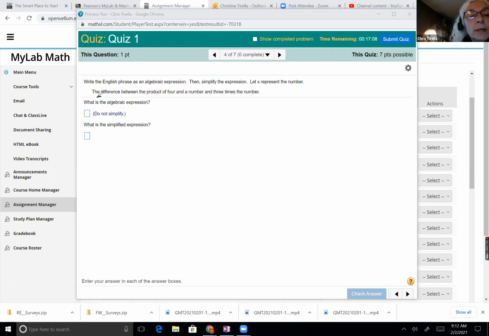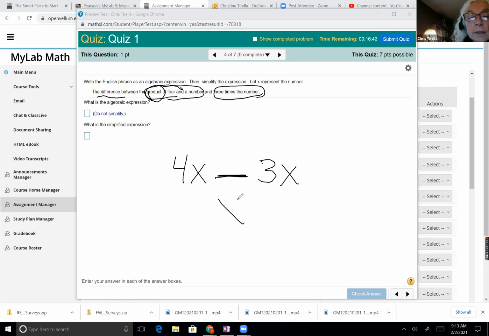Let's go through and interpret it. It says we're taking a difference. We're subtracting. What are we taking the difference of? A product of 4 and a number. Product means multiply. So the product of 4 and a number is 4x. We're taking the difference between that and 3 times the number, which would be 3x. And so that first answer would be 4x minus 3x. And then the second, when we simplify it, is x.